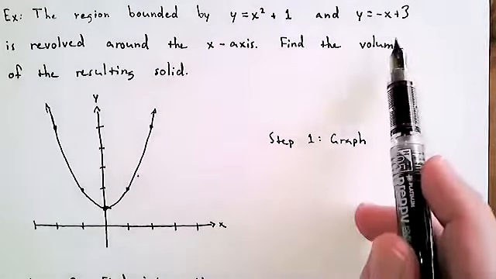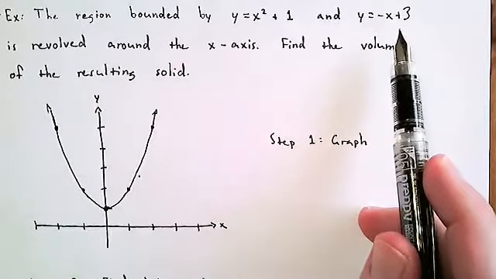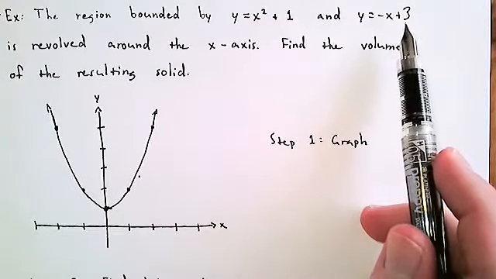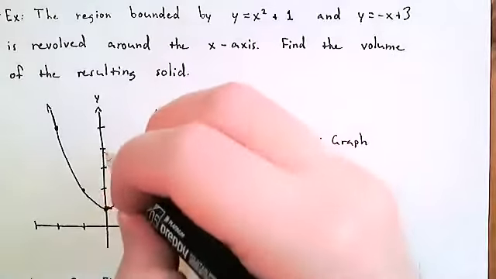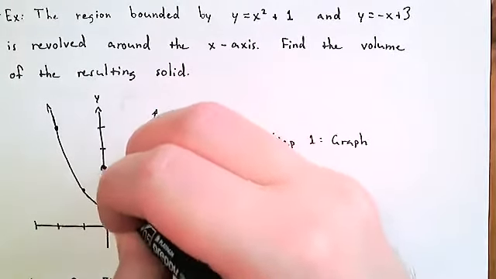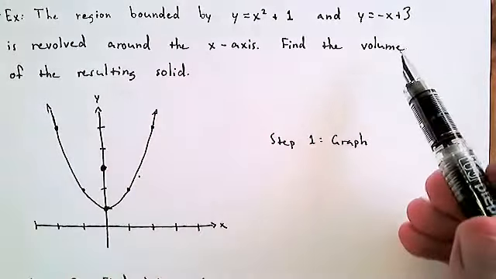And the line also is a pretty simple one because we can just read off the y-intercept to be 3 up here, and then the slope is minus 1.